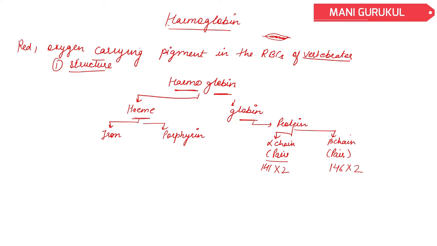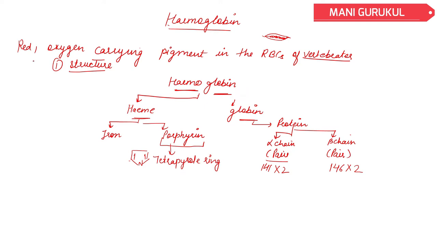So what do we have in the porphyrin ring? We have a tetrapyrrole ring. As you know, the tetrapyrrole ring is the one in which nitrogen is attached. This is called the tetrapyrrole ring.